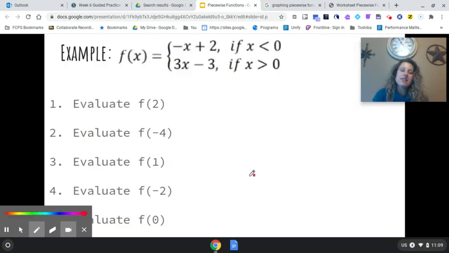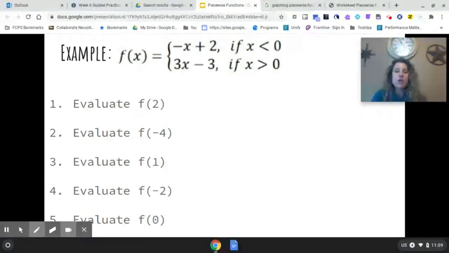Okay, this next example, we're still evaluating piecewise functions. However, instead of being given a graph, we're given an equation in function notation. Rather, 2 equations in function notation. So let's take a look at our first example. It's asking us to evaluate for an input of 2. Again, that tells me the x value, so I know x equals 2.